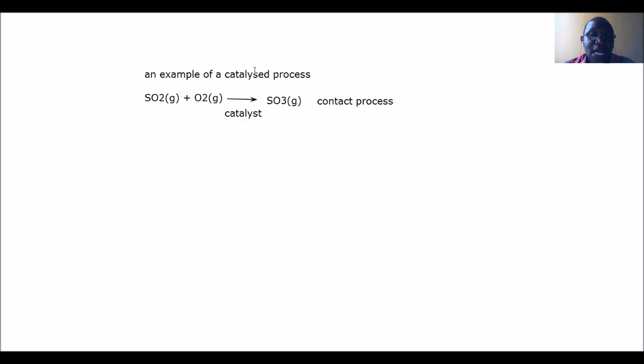So I also want you to get other examples whereby a catalyst is used to reduce the activation energy and maximize the yield. Then you share that particular assignment with me on WhatsApp.